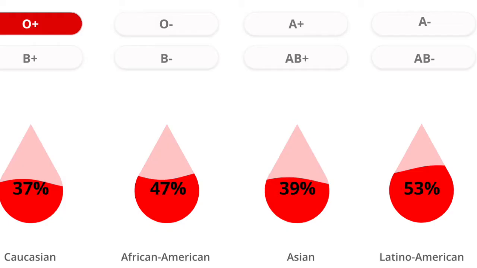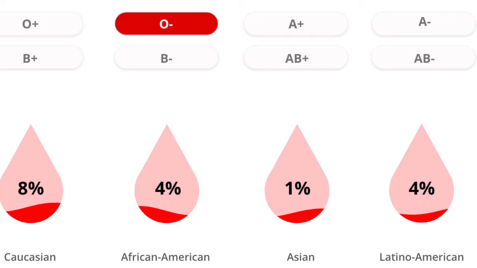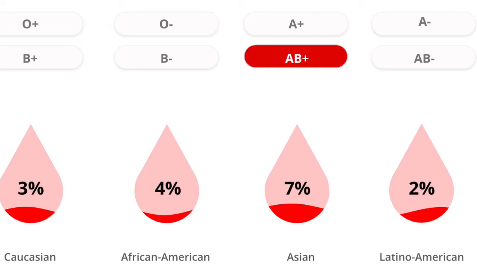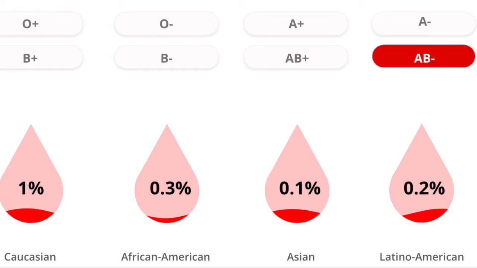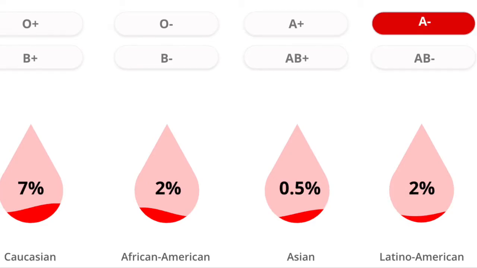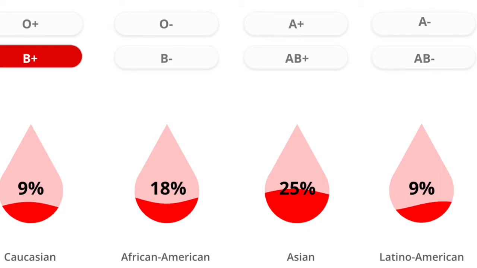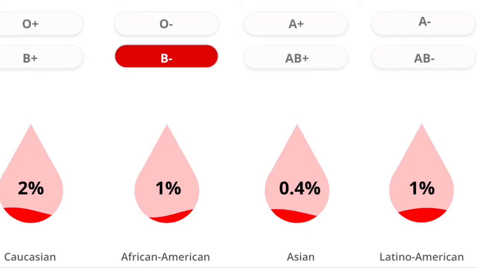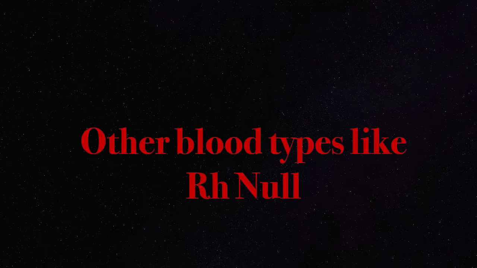With each of the four blood types, there is a positive and negative counterpart. So there's O positive, O negative, AB positive, AB negative, A positive, A negative, B positive, and B negative. There are other blood types other than these, like Rh null, which has none of these characteristics.